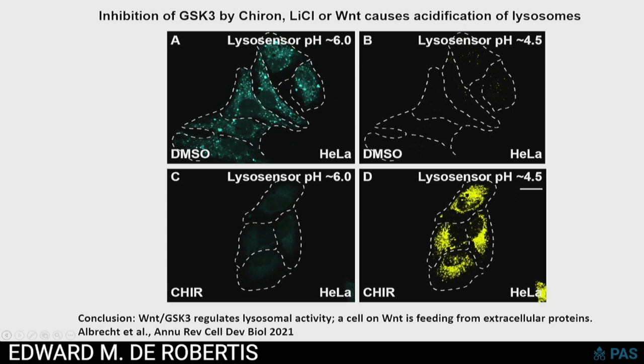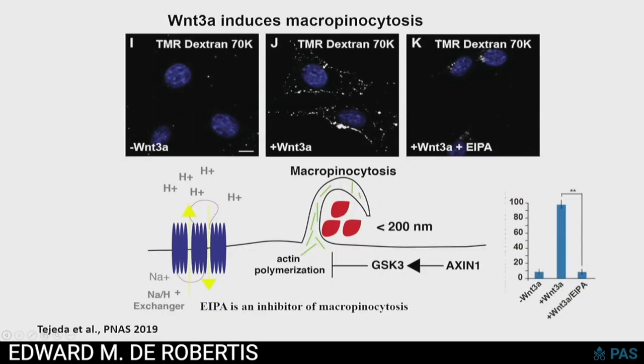The way these cells get in is through macropinocytosis. Pinein means to drink, and the cells drink, in this case, dextran. On the left, you have no Wnt. In the middle, with Wnt, you're taking up the dextran. And on the right, we put in an inhibitor called IPA, an inhibitor of a sodium-proton exchange protein that blocks macropinocytosis, which is an actin-driven process repressed by GSK3. So if you put in IPA, you inhibit Wnt signaling as well.